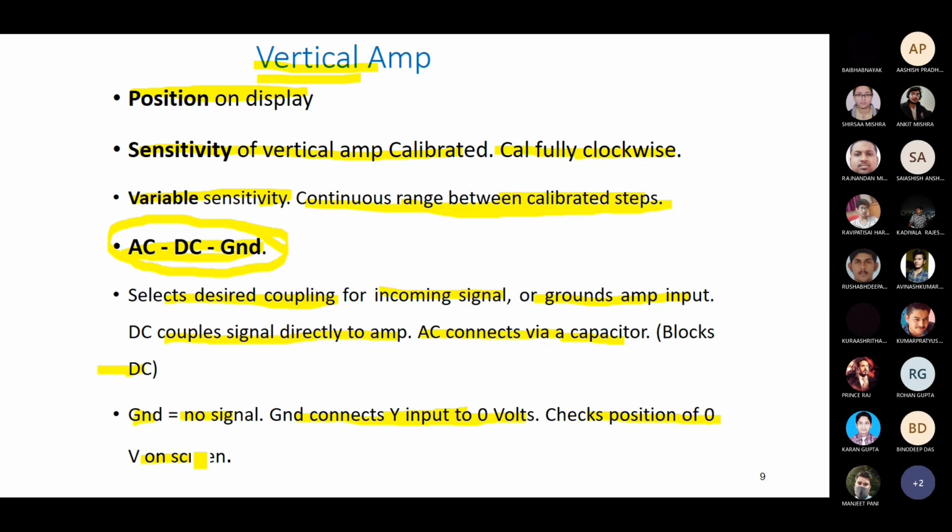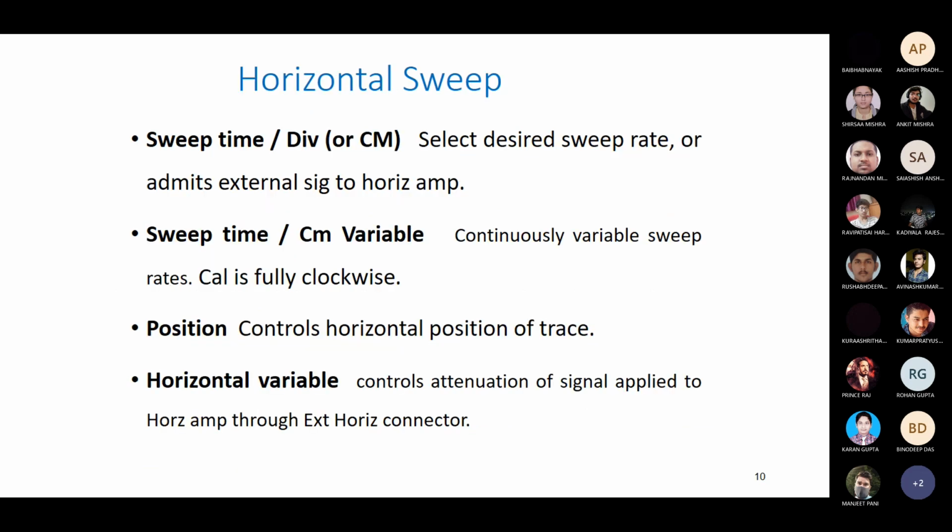By that you can easily understand which position is a ground terminal. Now, horizontal sweep. Sweep time means how many divisions you are giving. Select the desired sweep rate, so volts per division or time per division.